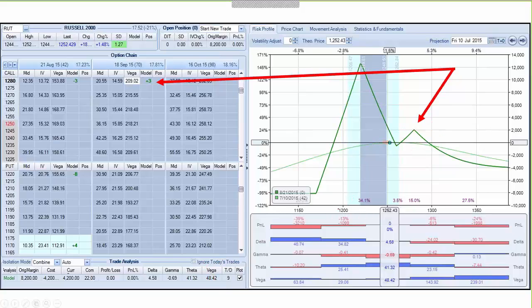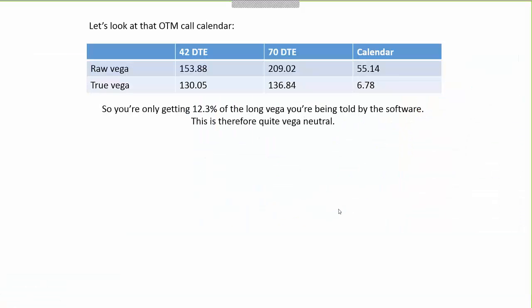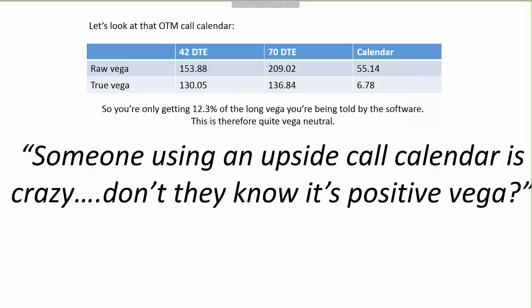All right, and here's the table comparing that. So the software for the calendar alone is going to be telling you, oh, you're going to have 55 Vega. No, you're not. You're going to have 6. That's 12.3% of what the software is telling you. So am I crazy setting up an upside out of the money call calendar? No. Busted.